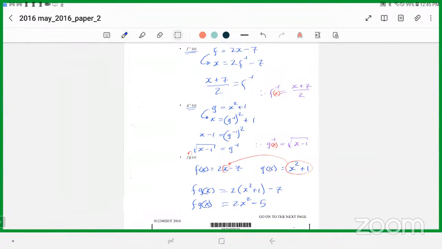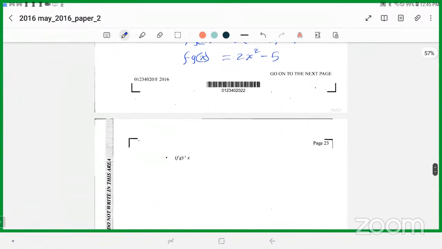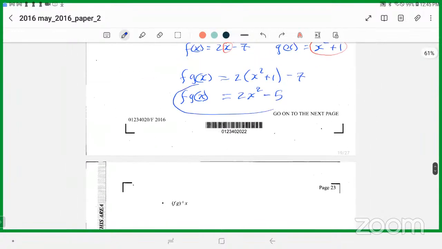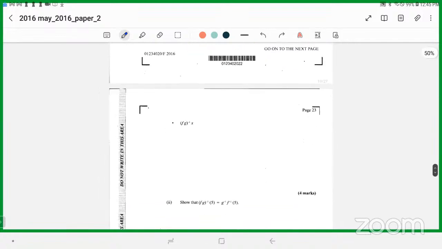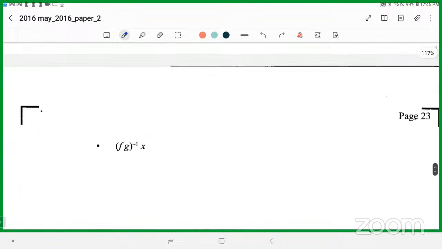Then we want the inverse, (f of g) to the minus 1. Since we have this function, we can use it to get the inverse, right? Let's do it. We can also do this another way. They didn't tell us how to do it. We can do this another way by recognizing that this is actually equal to g to the minus 1 of f to the minus 1.